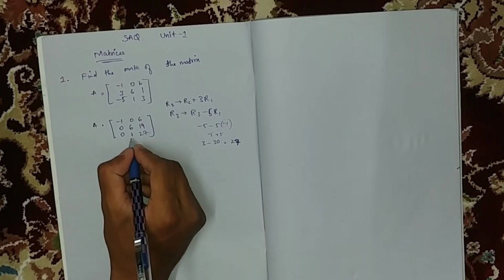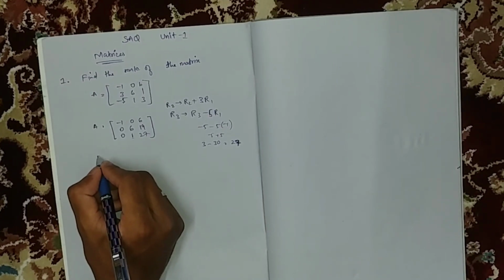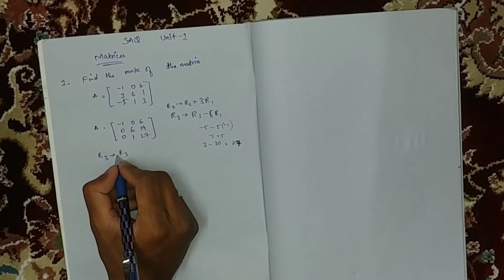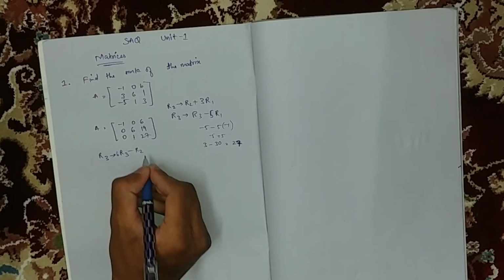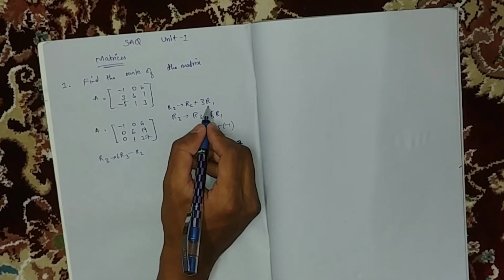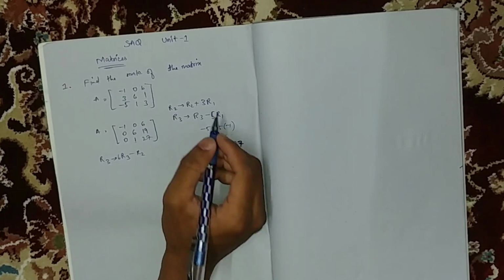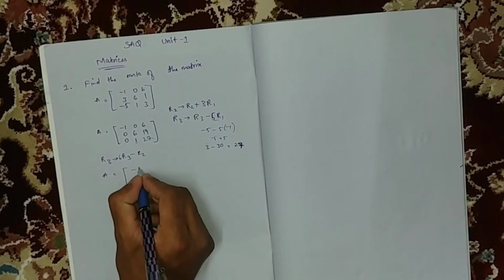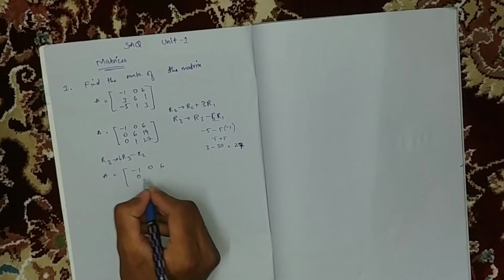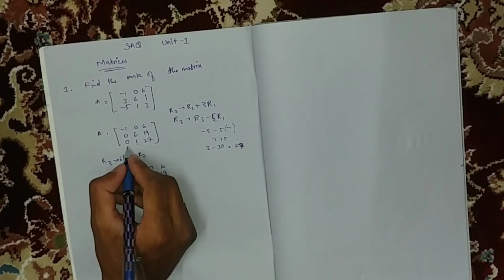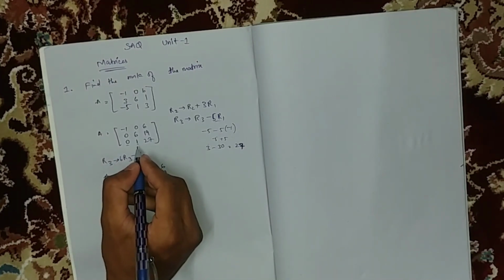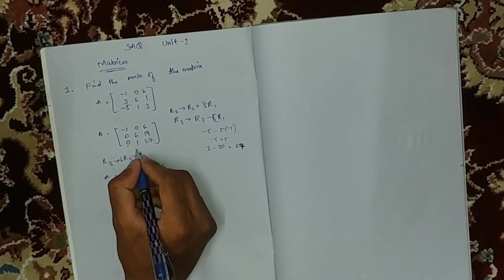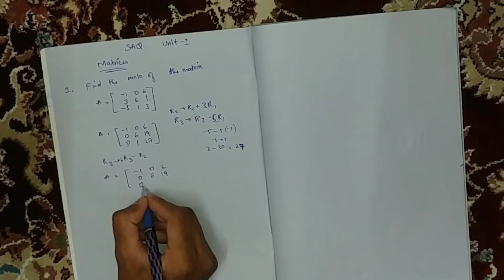So now we need to make this element 0. So R3 is equal to 6R3 minus R2. First we have to use R1 in both the equations to make these elements 0. Now we need to make this element 0. So A is equal to 1, minus 1, 0, 6, 0, 6, 19. Now this element has become 0. Next you need to move to this element to make it 0. So you use 6 into 1 is 6 minus 6, it's 0.